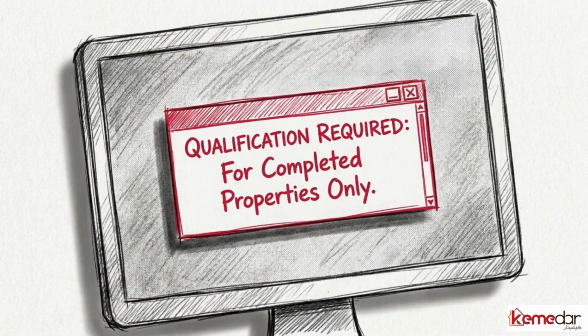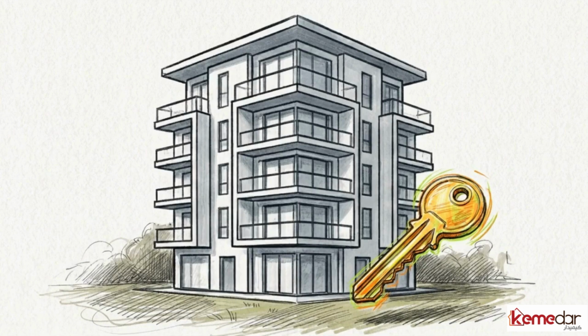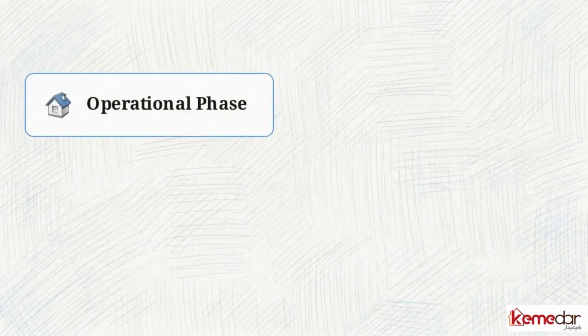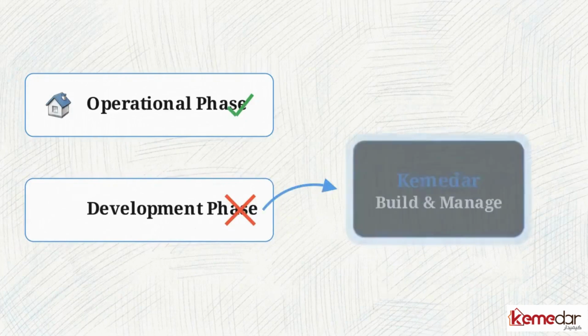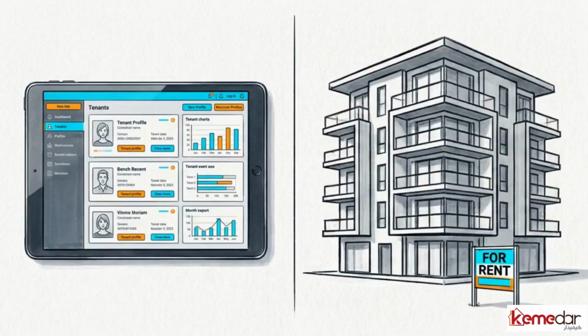But before you attempt a migration, you need to understand Kemanage's hard qualifying filter. This system is built strictly and exclusively for income-producing assets that are already finished and ready for tenants. This checklist shows the exact dividing line. If your property is ready to rent, you get the green light. If your property is still in the active construction or development phase, you need an entirely different system, Kemeter Build and Manage.